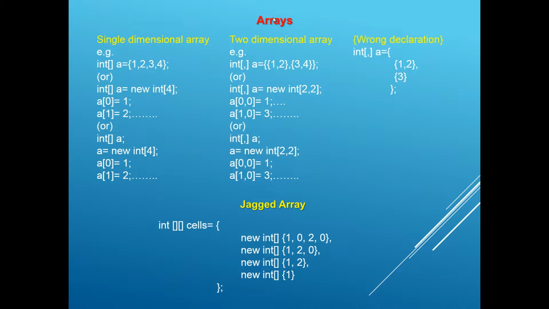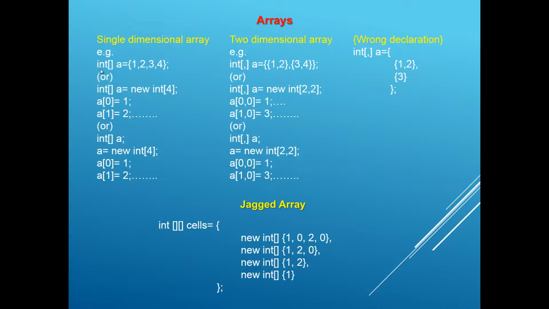Now let us start array. Array is a set of elements of similar type. We are already familiar with array in case of C, CPP, Java. Okay. First, take a look at the single dimensional array.